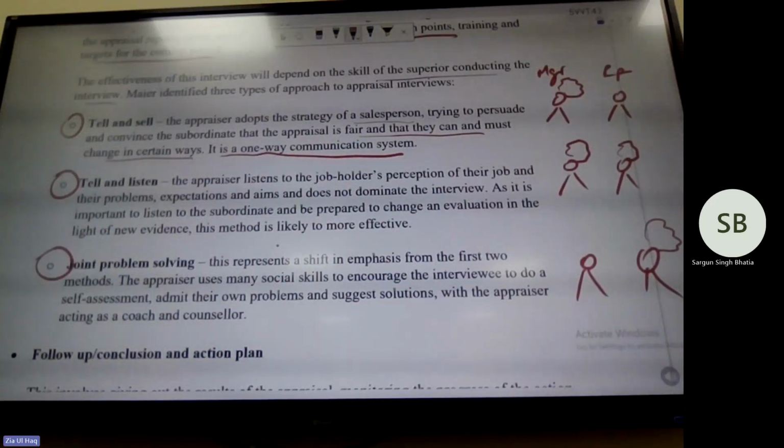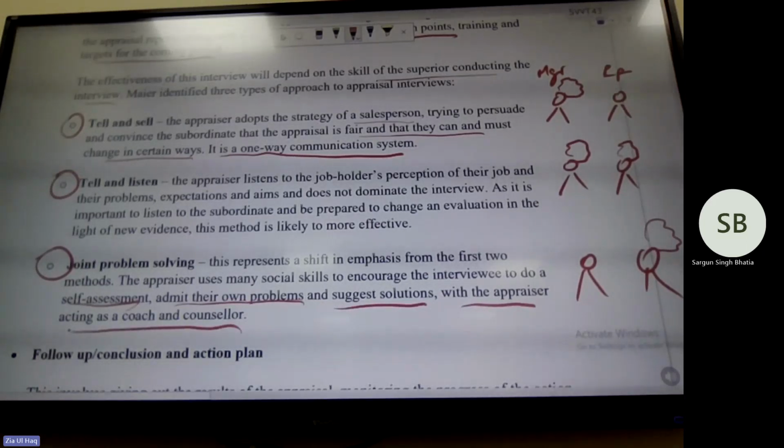And what is joint problem solving? That represents a shift in emphasis from the first two methods. The appraiser uses many social skills to encourage the interviewee to do a self-assessment, admit their own problems, and suggest solutions, with the appraiser acting as a coach and counselor. I mean, he will just provide a solution. The report is prepared by the appraisee and he will explain the report.